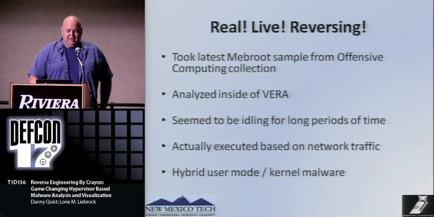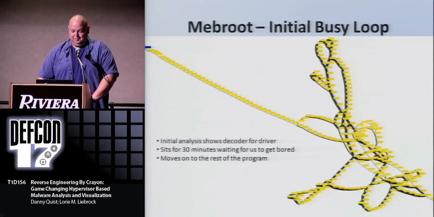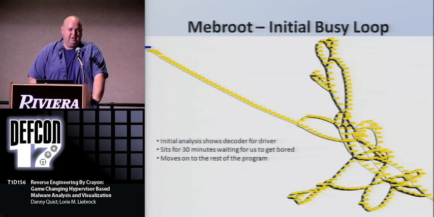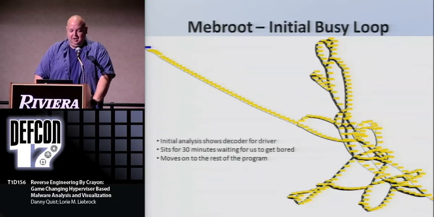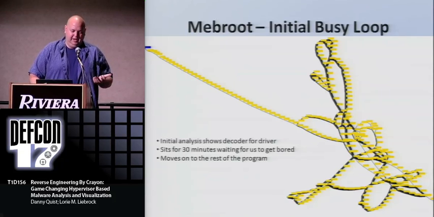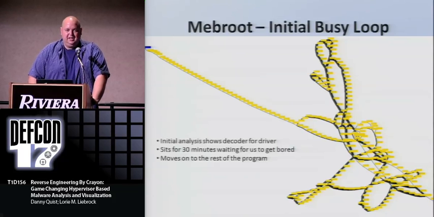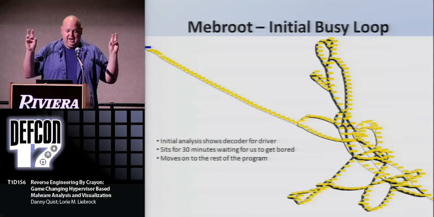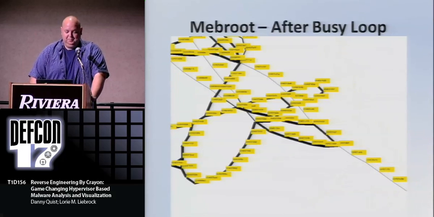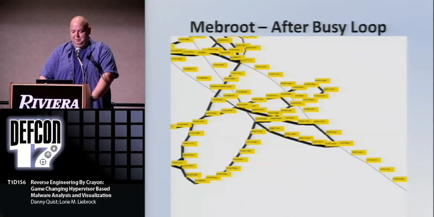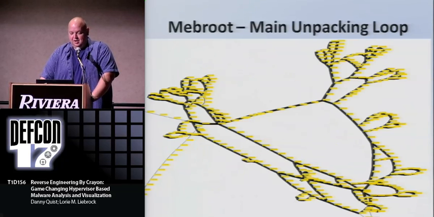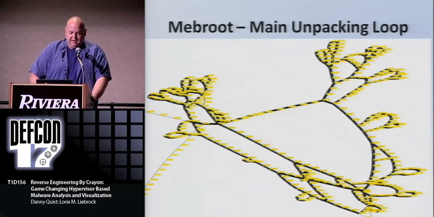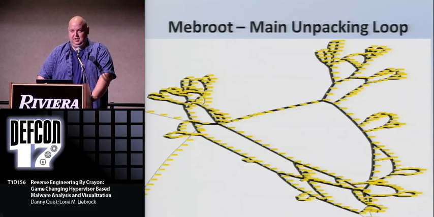So Mebroot is a hybrid user mode and kernel-based malware. When I initially executed it for maybe 30 seconds and stopped it, I saw that there was this basic execution right here where it just sat inside of this, but it wasn't really doing anything. Essentially it just sits in here for 30 minutes waiting for us to get bored. So I accidentally left it running overnight and tried to look for any sort of unpacking program that it was running after. Once it got through that unpacking program, it transitioned into this main area of execution, which was the top portion of this loop, and got going.